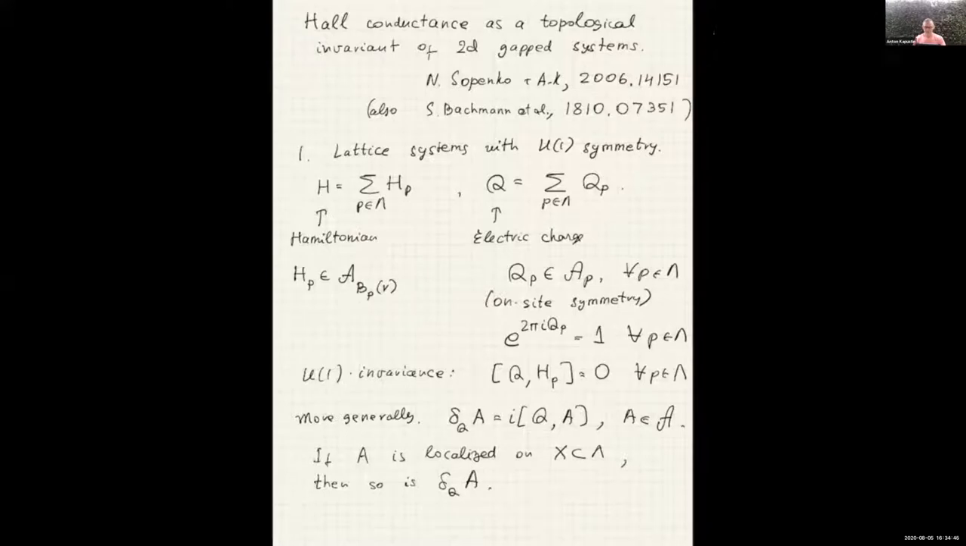Strictly speaking, some care is needed here, but for a local observable localized in some finite set, that's certainly well defined. That's the variation of A under U1 symmetry. So this condition just says that each term is separately U1 invariant. And this is a local transformation in the sense that if A is localized on some finite subset, then its variation is also localized on the same subset.